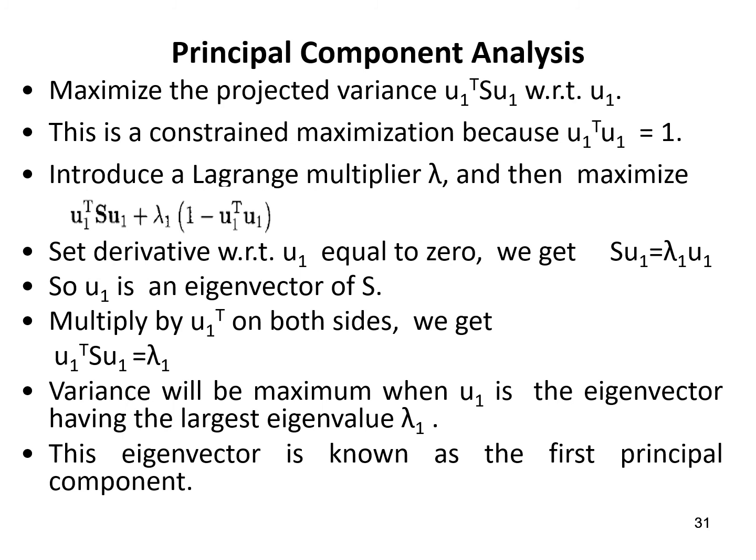Then introduce the Lagrange multiplier lambda 1 and maximize u1 transpose S u1 plus lambda 1 times (1 minus u1 transpose u1). Set the derivative with respect to u1 equal to 0. We get S u1 equal to lambda 1 u1. So u1 is an eigenvector of S. Multiplying both sides with u1 transpose, we get u1 transpose S u1 equal to lambda 1. So variance will be maximum when u1 is the eigenvector having the largest eigenvalue lambda 1. This eigenvector is known as the first principal component.